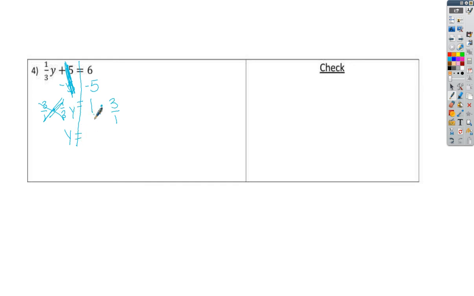Remember, this 1's over a 1, so 1 times 3, we'll multiply our numerators and then we'll multiply our denominators. 1 times 3 is 3. 1 times 1 is 1. So y equals 3 is our answer. Now we need to check. 1/3 times 3 plus 5 equals 6.